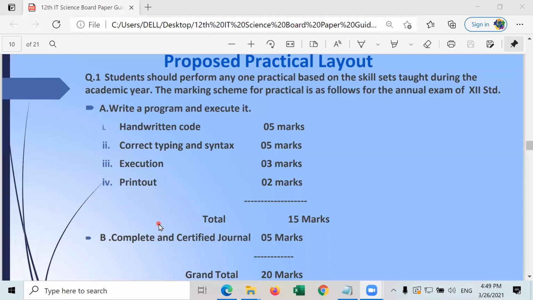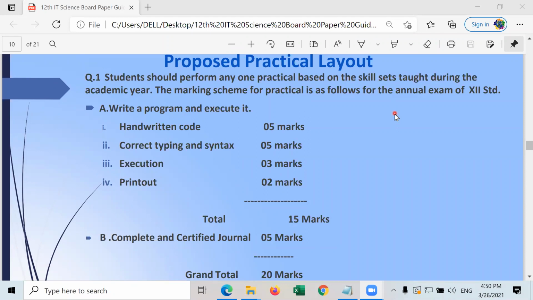Okay, so they will ask you to type HTML program or JavaScript program. So it's your choice. You can type HTML program if you want, or you can go for JavaScript programs, or they will ask you to type HTML or PHP program, or JavaScript or PHP program. So in all, you'll be given two programs from two skill sets. You have to attempt only one. Students should perform any one practical based on skill sets taught during the academic year.